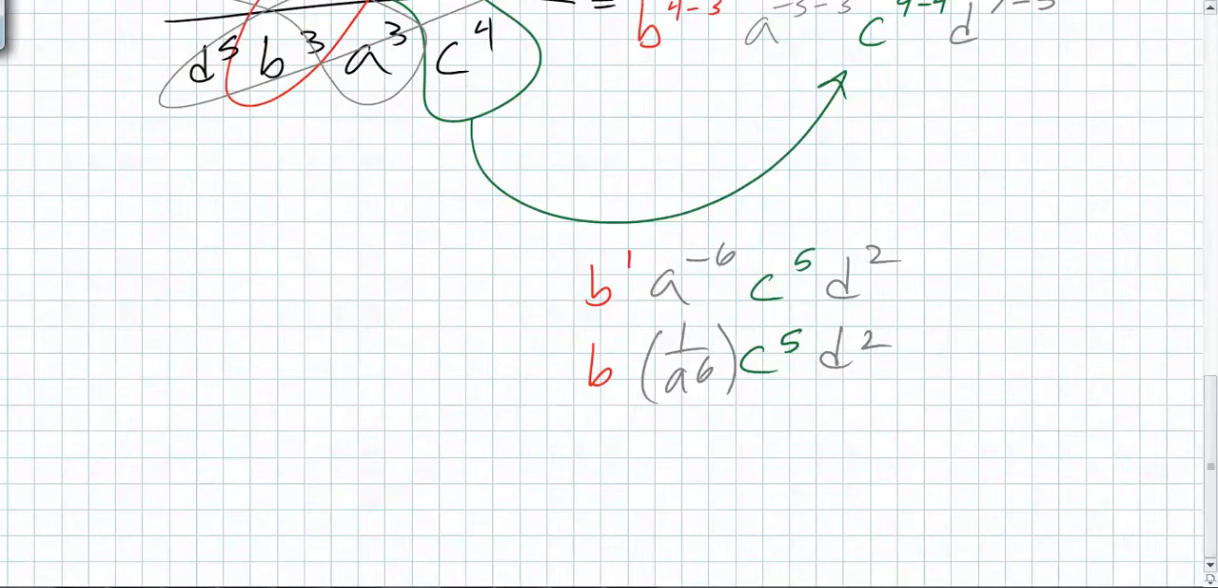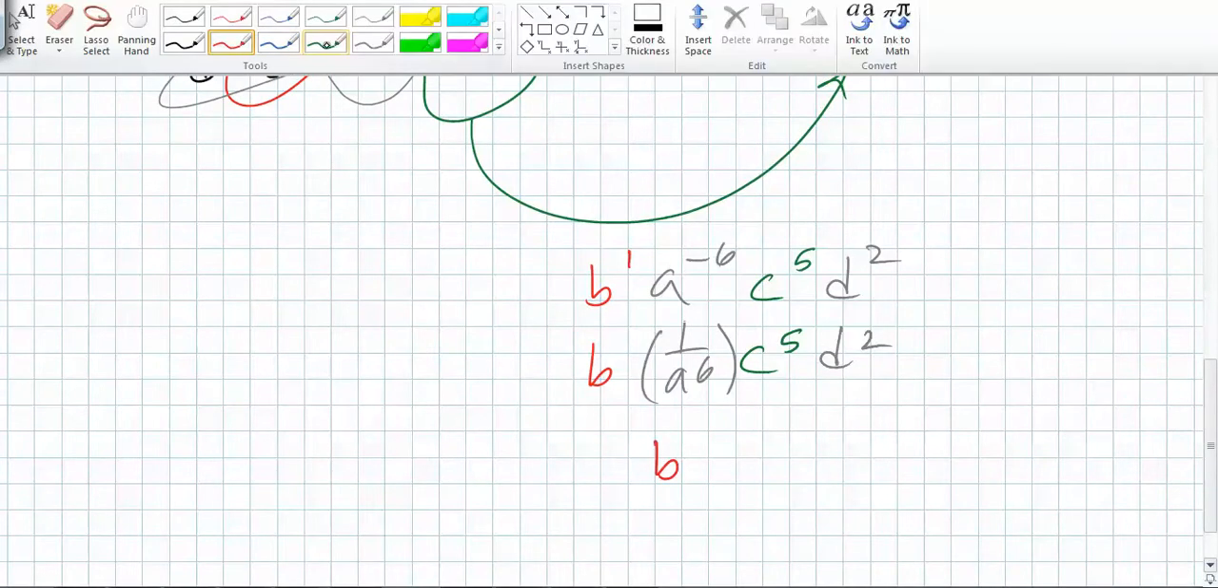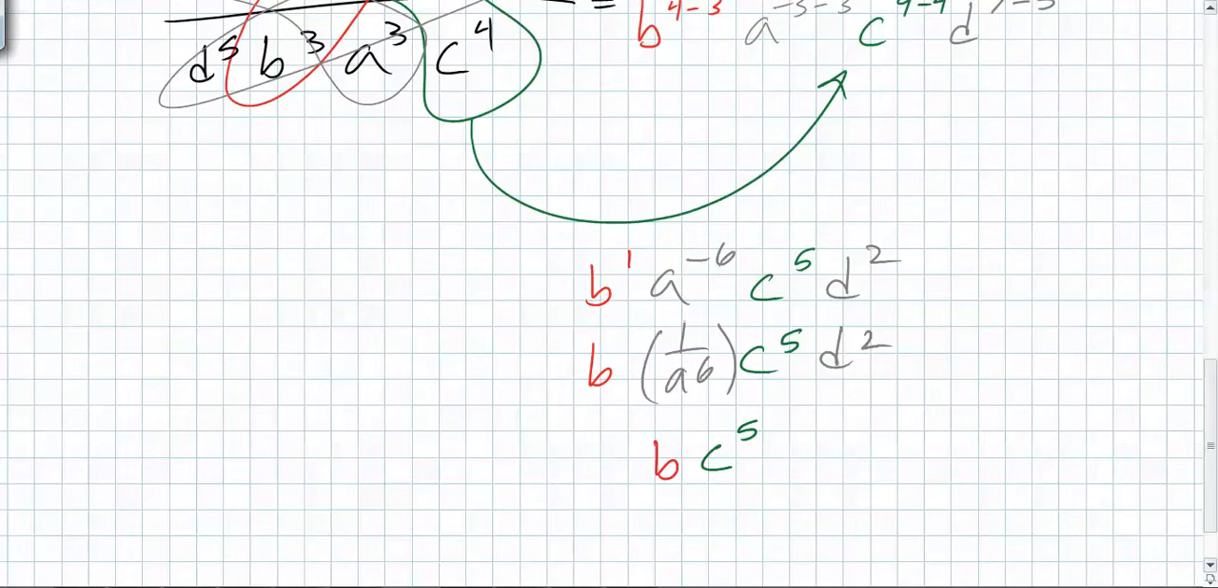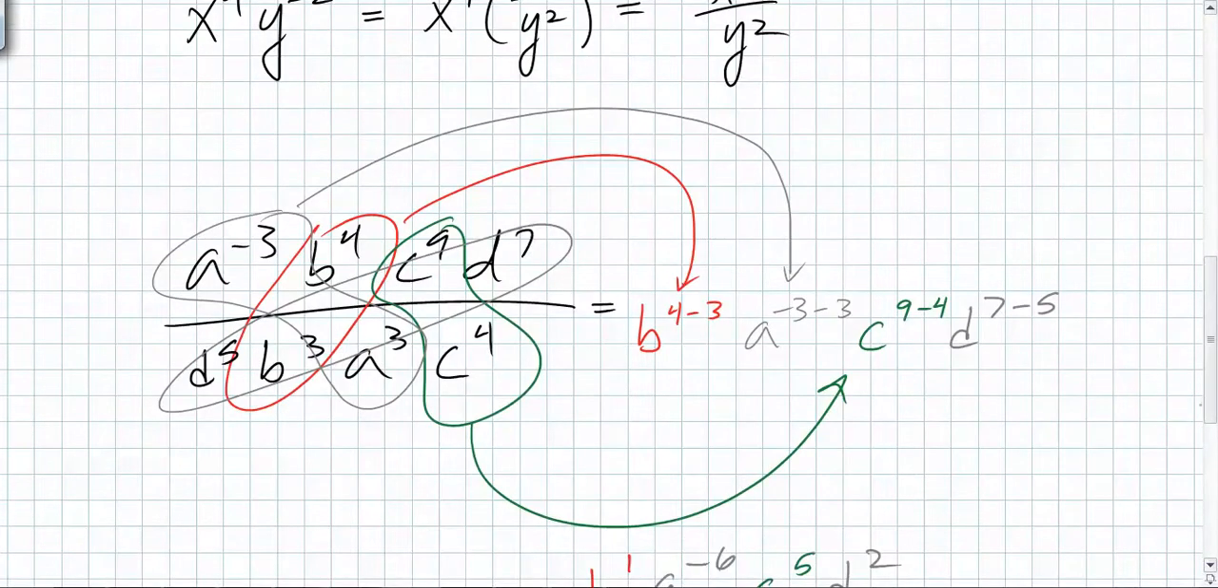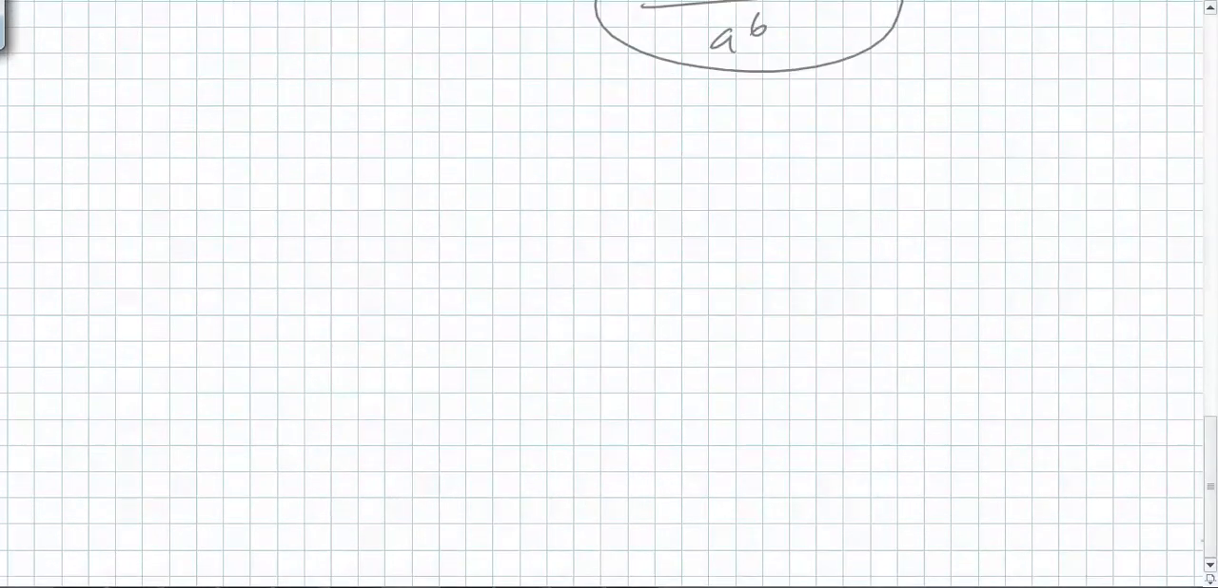So what does the final answer turn out to be? B times what? C to the 5th times what? D squared, all over a to the 6th. There you go. So if you use your exponent rules, you don't need to write big complicated fractions. But you sometimes will have complicated fractions no matter what you do.